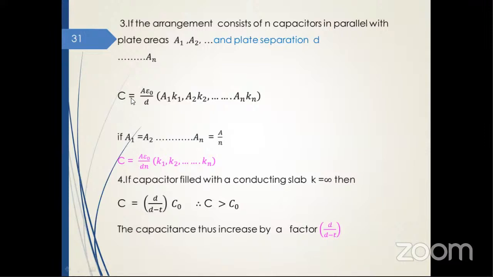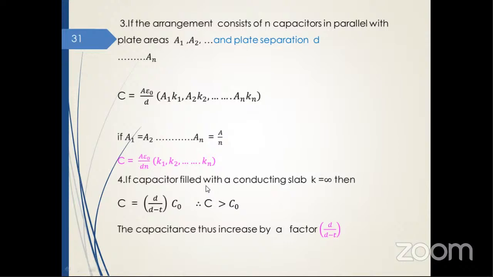Therefore, third one, that is the special case: if the arrangement consists of capacitors in parallel, then what happens? C is equal to A epsilon naught divided by D, then A1 K1 up to An Kn, because this arrangement is in a parallel situation. And so we know the definition, or we have seen the parallel combination. Therefore, C is equal to A epsilon naught divided by D, in bracket, K1, K2 up to Kn, where the A is common.